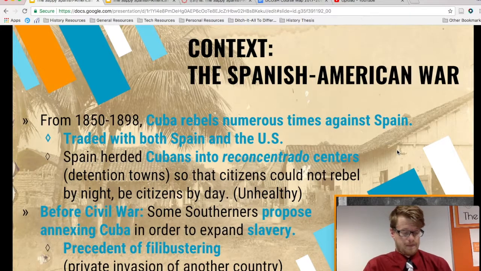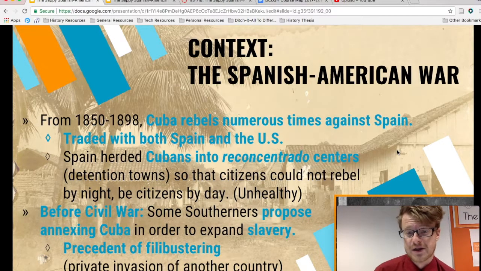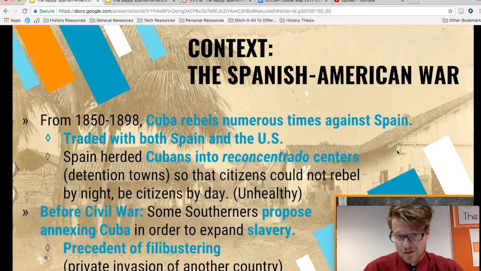Now, what was life like in Cuba during this time? It varies. Eventually, though, as we start to get towards the end of the 19th century, we find that Spain basically started treating their Cuban population quite harshly. And so essentially, to boil things down, because this is not really the focus of our lesson here, they started holding Cubans in what were called reconcentrado centers, which are essentially detention towns.